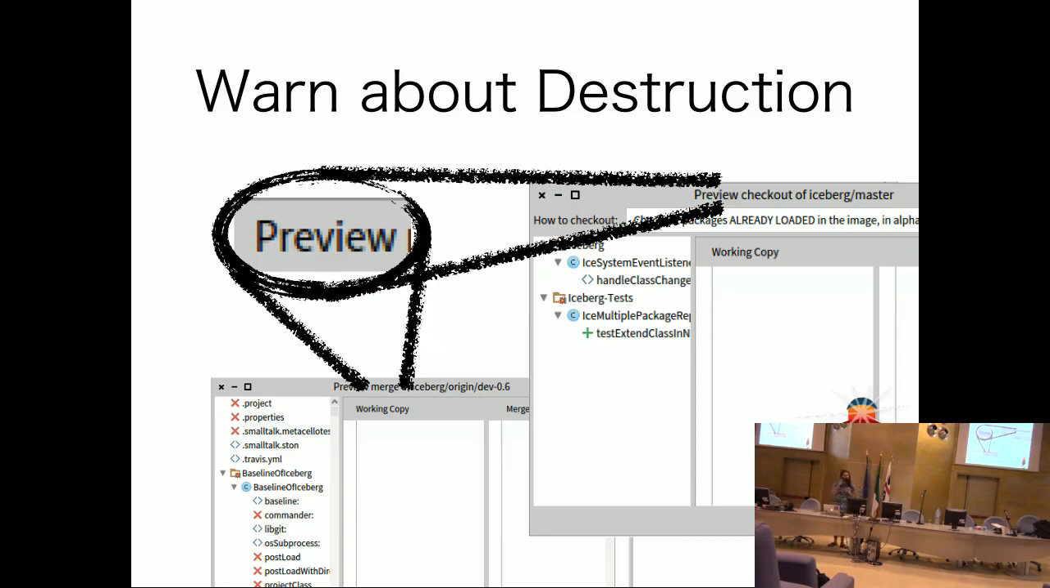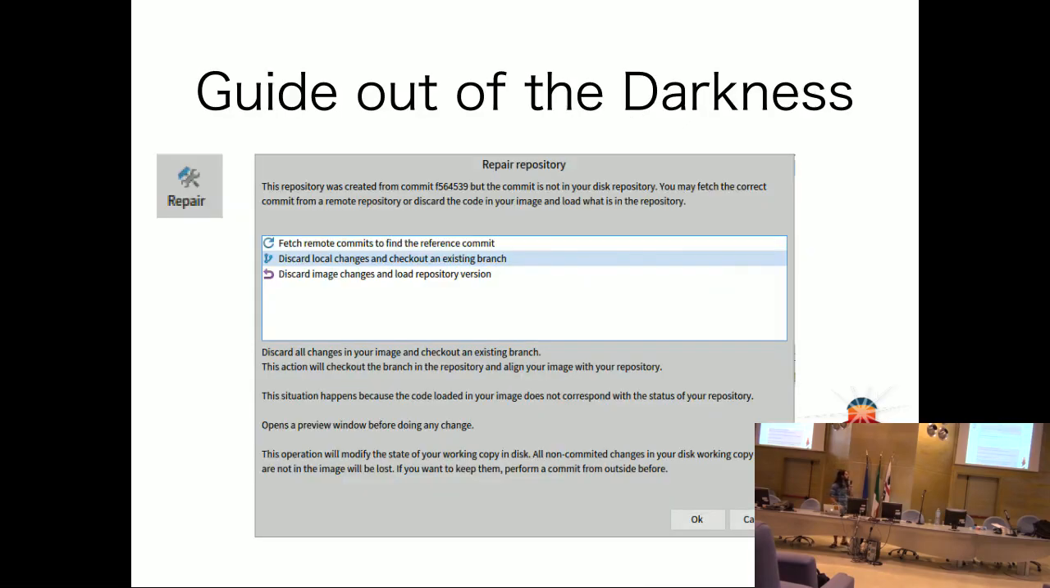So, preview. The idea is to be explicit. We don't do anything without telling you before, and if we do it, it's because there is a bug, and we have to fix it. So that is the second point. The third point is to guide out of the darkness.